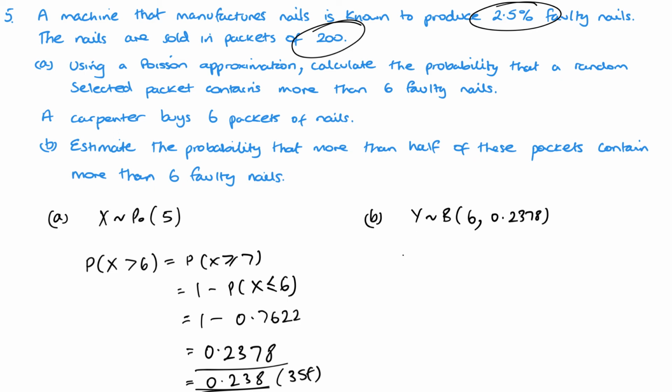Now we want the probability of more than half. So this is when y is greater than 3, more than half. So this is y is greater than or equal to 4, or 1 minus the probability when y is less than or equal to 3. Now this is the type of question where that probability is not in my tables, and because it's less than or equal to 3, if I worked it out individually, it would be equals 0, equals 1, equals 2, equals 3. So it's quite a bit of working out.